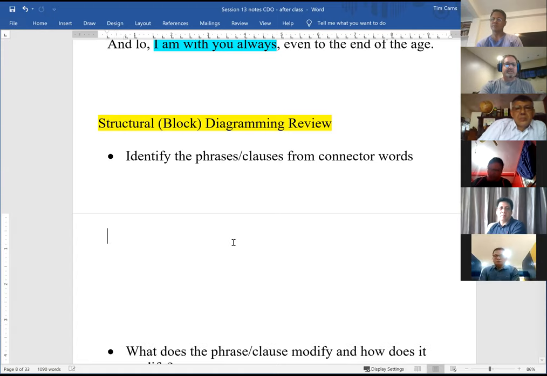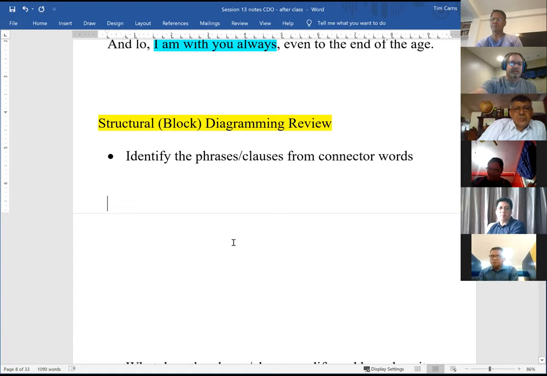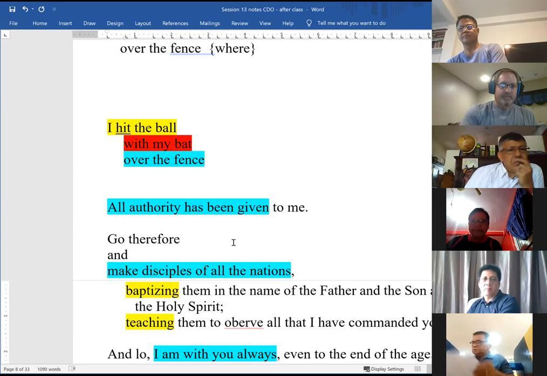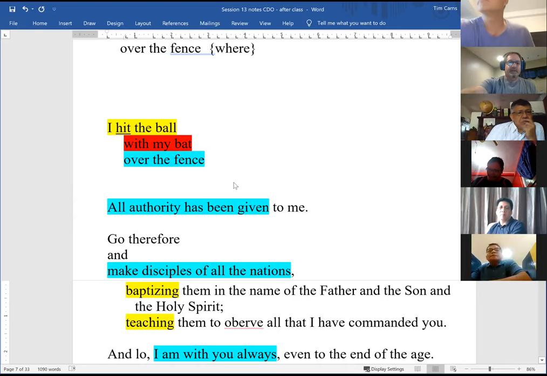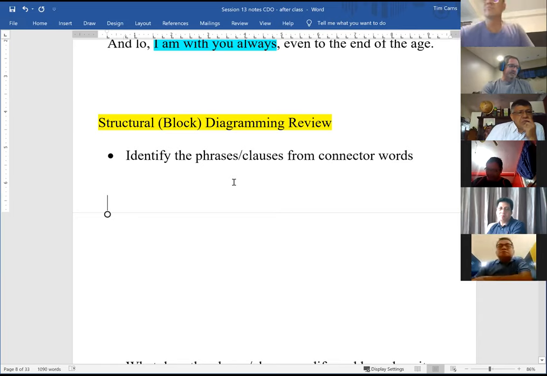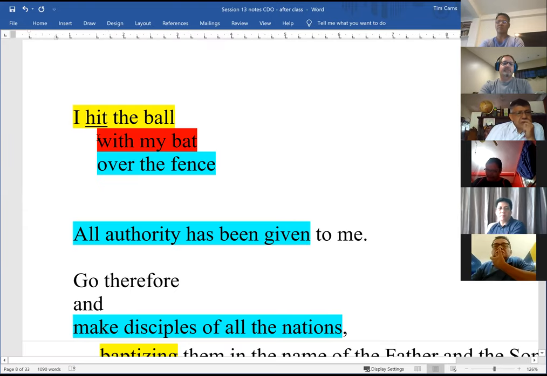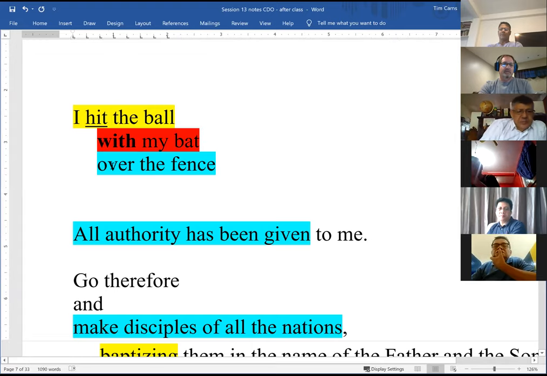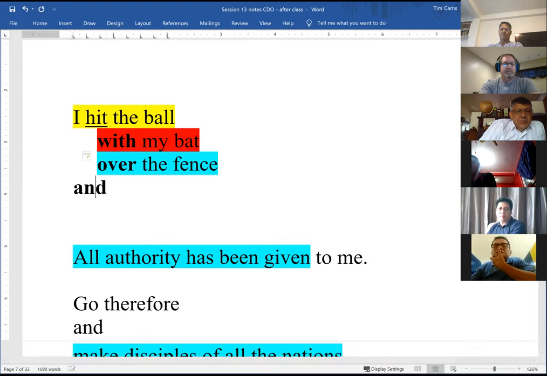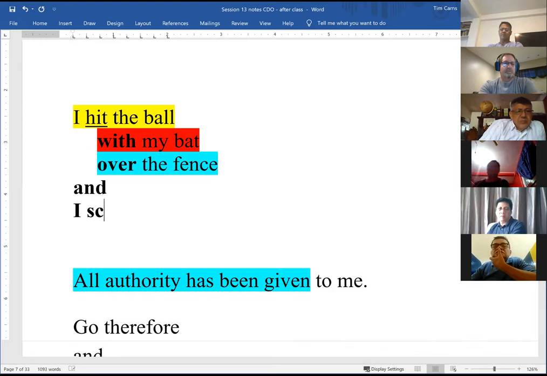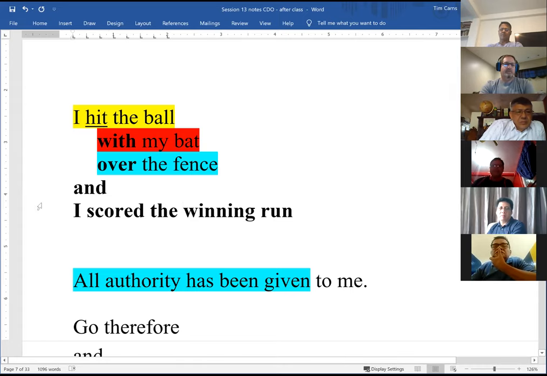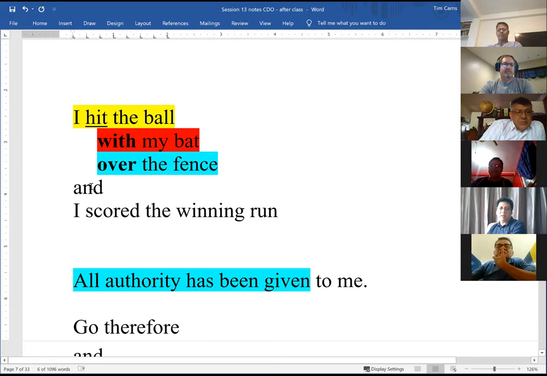Let's remind ourselves there are three steps in this diagramming process to get us from the verse to seeing how these phrases are connected together. The first step is to identify the phrases or clauses from the connector words. So for example, in our example here, I hit the ball, there's a connector word. This second phrase is connected by the word with. And this third phrase is connected by the word over. And then I could have added to this, and I scored the winning run. If that were the connector word here, it is the word and.